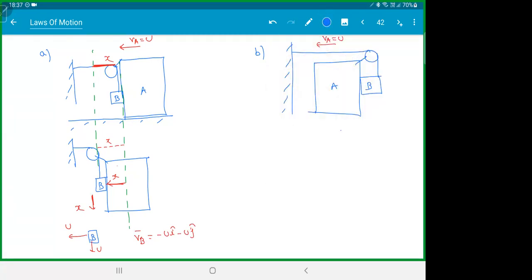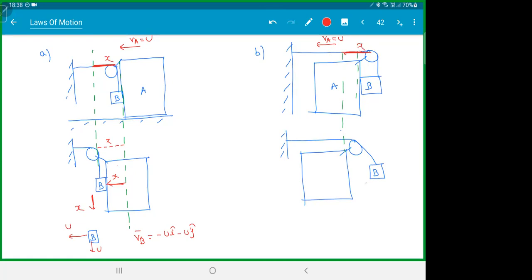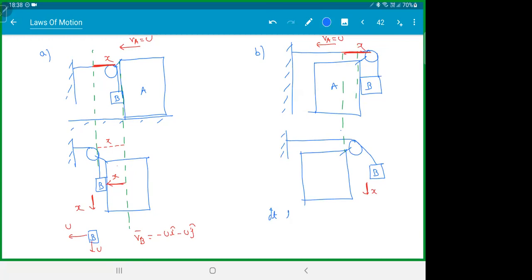Now the difference in the B part: the moment this guy goes a little forward, the B actually starts flying like this. It loses contact. It does not go with the A part. So that loose string part is still the same. So this thing will come down by x, but there will be no horizontal displacement. B loses contact with A. That's the difference in this problem. So there is no horizontal velocity.